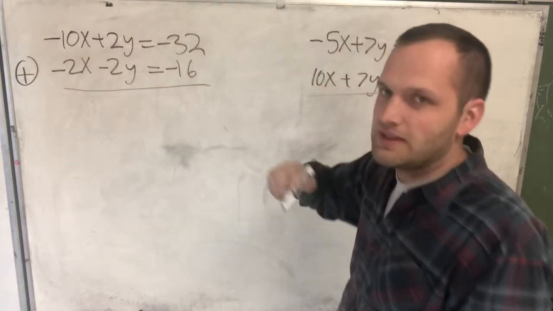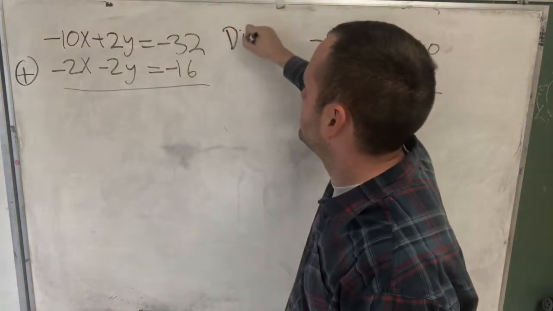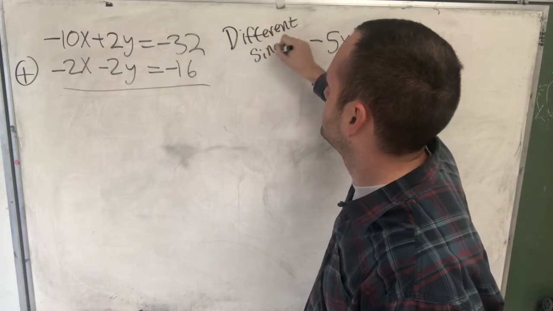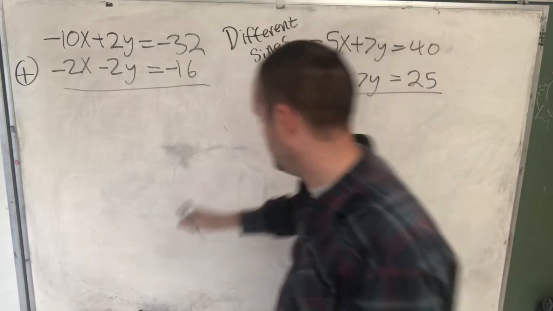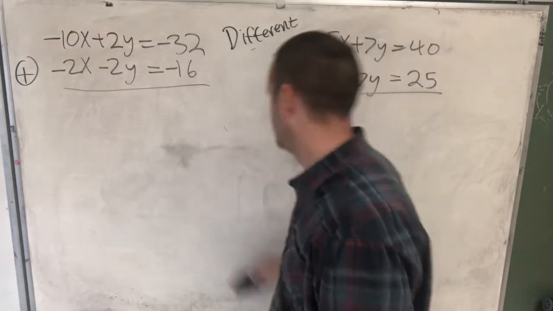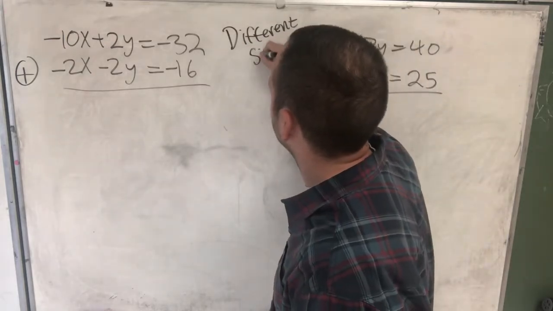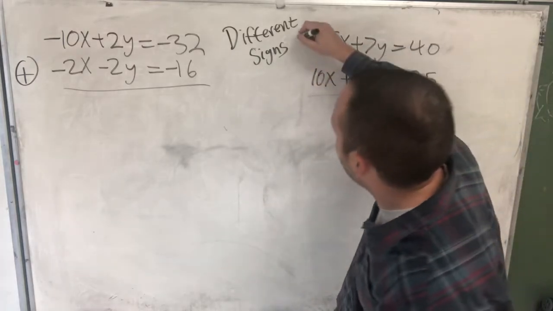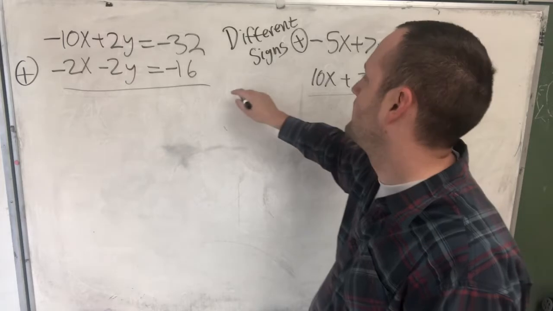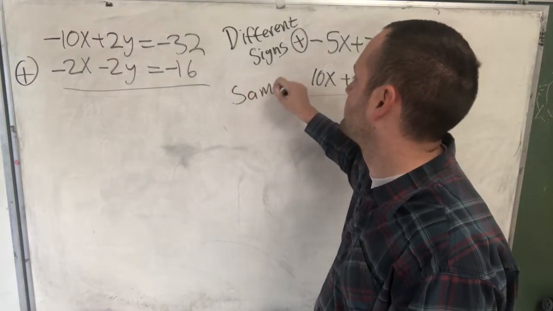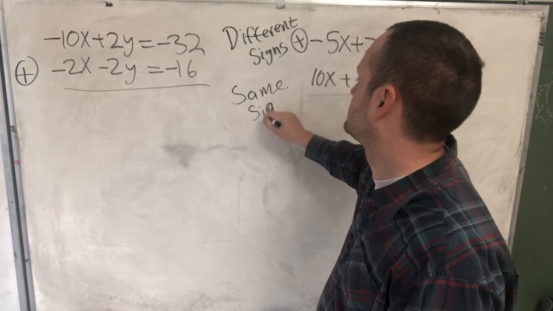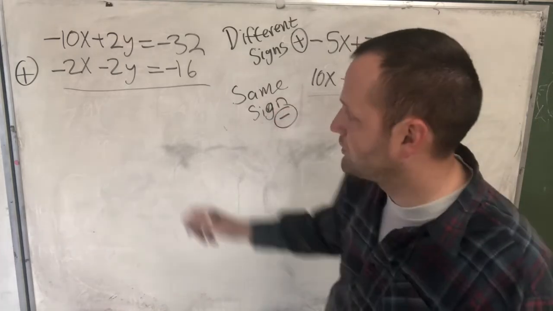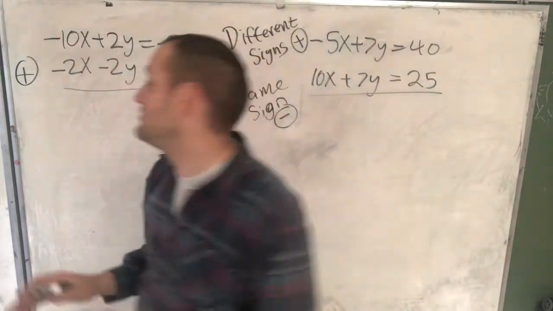So let's write that down as a rule. If the signs are different, we add. If they are the same sign, we subtract. Okay? So over here we're going to add everything on the equations together.